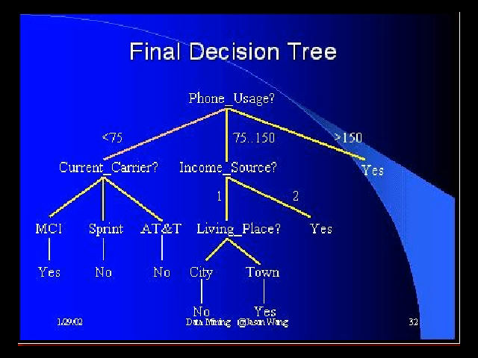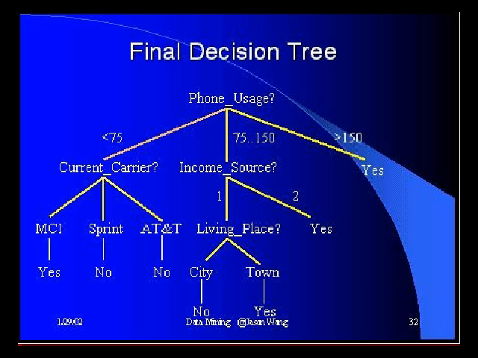That's one rule. So tomorrow, if you have a new tuple submitted, and you look at that tuple, it has phone usage information, current carrier information, income source information, living place information, and so on, right? The only information missing for that tuple is the class information. We don't know which class that tuple should belong to. So we use this decision tree to classify that unknown tuple. How to classify? You look at the phone usage of that particular tuple. If the phone usage of that unknown, unlabeled tuple is over 75, for example 85.